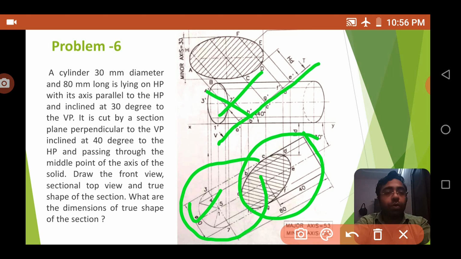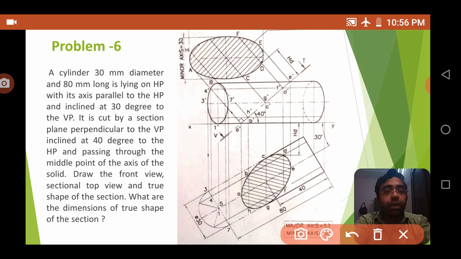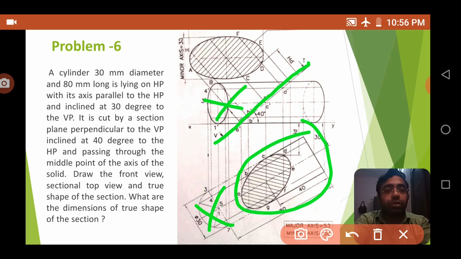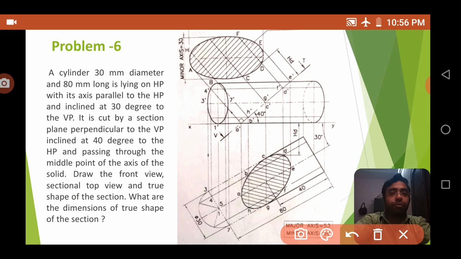So once more I tell you, when you apply this cutting plane, this portion won't be there in the top or front. So we remove it in the top, then you will get this section only. This is what is present there. Right, so this is all about this problem number 6.